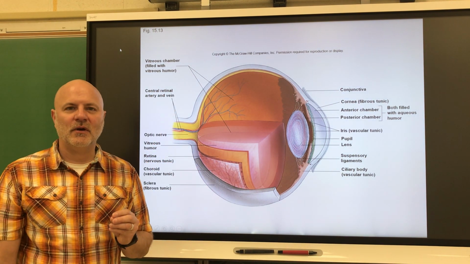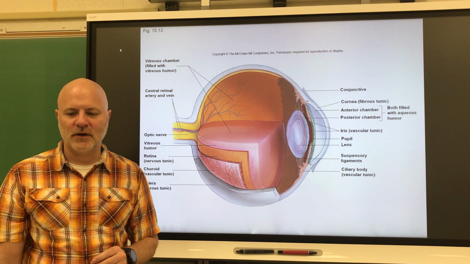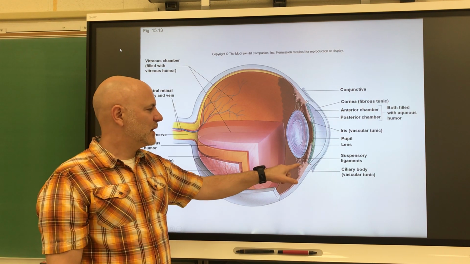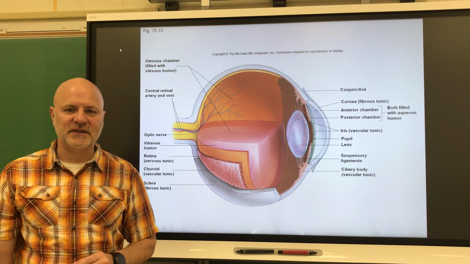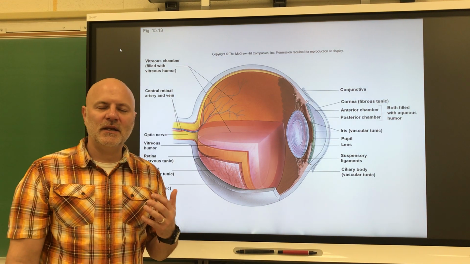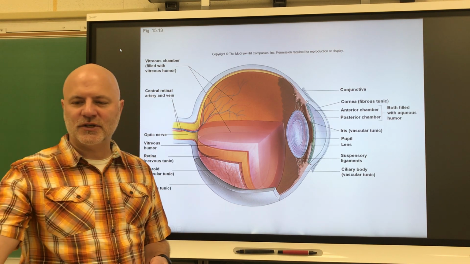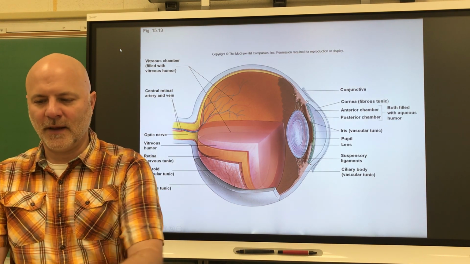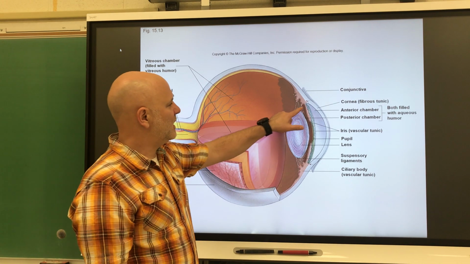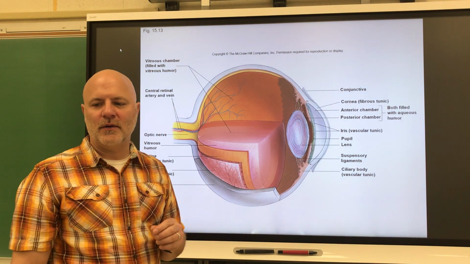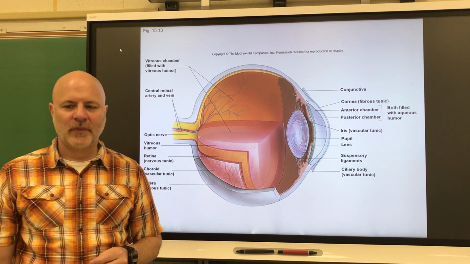Aqueous humor is a clear fluid in the anterior cavity, and that fluid is made by the ciliary processes of the ciliary body. It is filtered from plasma, so it provides nutrients and oxygen to the lens and also to the cornea. And it exits by these small little holes here, which are known as canals of Schlemm.